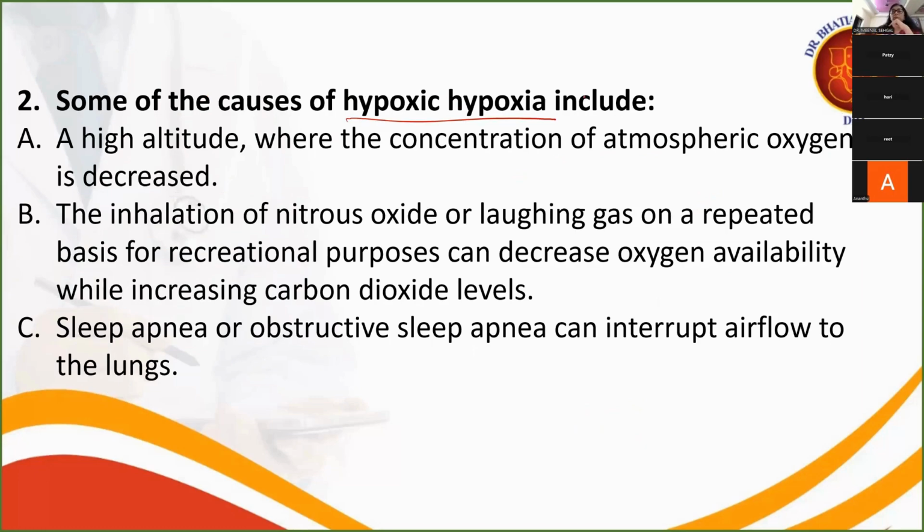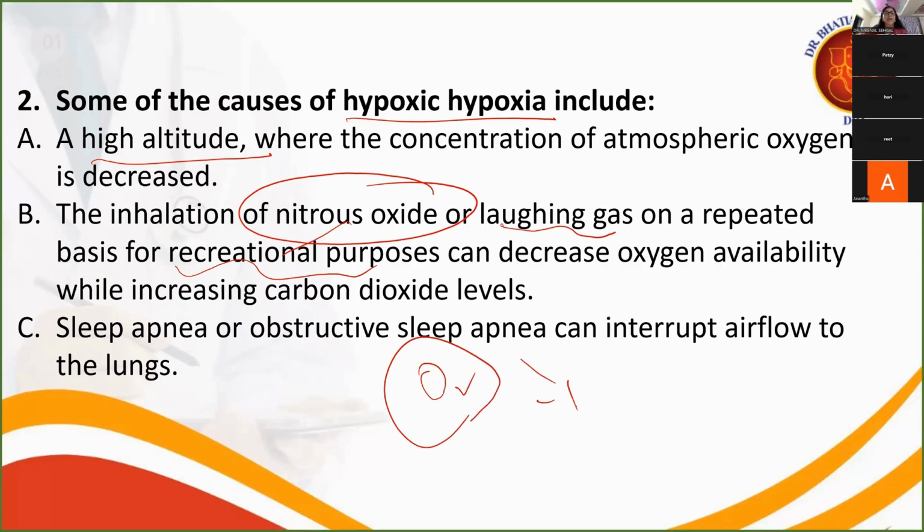Now, some of the causes of hypoxic hypoxia: we just talked about high altitude. Another important one is the use of nitrous oxide, which is actually a laughing gas. If you use this recreational gas very often, for the purpose of laughing a lot, the oxygen binding is decreased and the oxygen availability is decreased. But because we are breathing and tissue metabolism is going on, we will have high levels of carbon dioxide. So the oxygen level is low, so there is hypoxemia with high carbon dioxide. That is hypercapnia. We will come to that also.